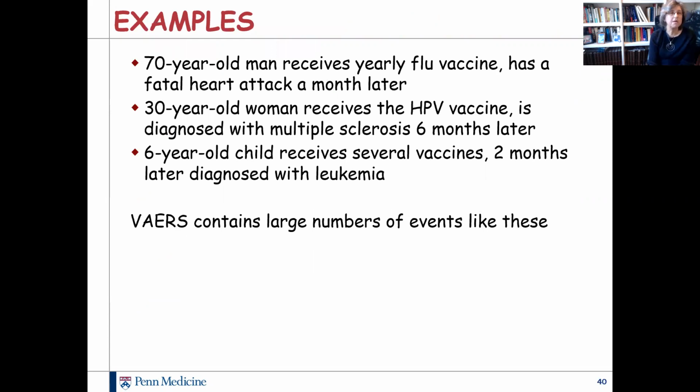So some examples: a 70-year-old man receives his yearly flu vaccine, has a fatal heart attack a month later. A 30-year-old woman receives the HPV vaccine, is diagnosed with multiple sclerosis 6 months later. A 6-year-old child receives several vaccines, 2 months later is diagnosed with leukemia. Now, VAERS is full of events like these.